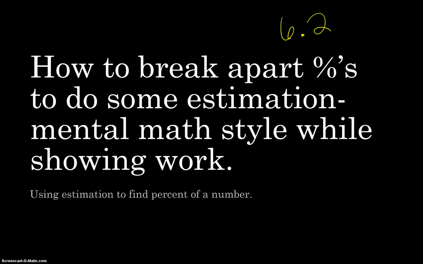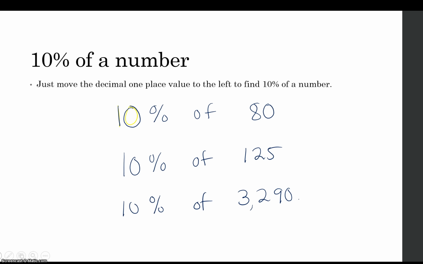This is lesson 6.2. So we're going to start by doing 10% of a number. 10% of a number is a super easy way to do mental math. All you have to do is move the decimal one place value to the left. So if you're finding 10% of 80, you just take the decimal and move one spot in. So 10% of 80 is the same as 8.